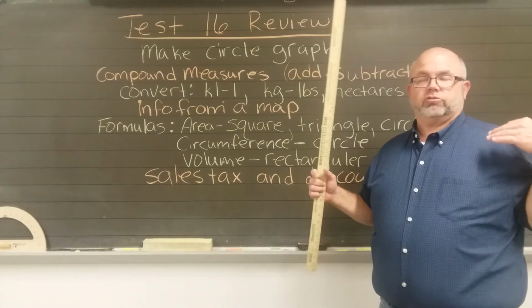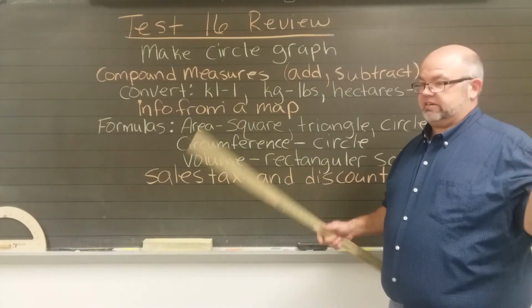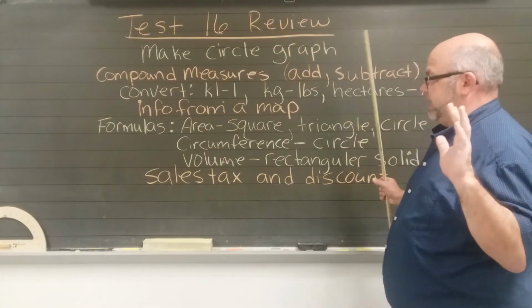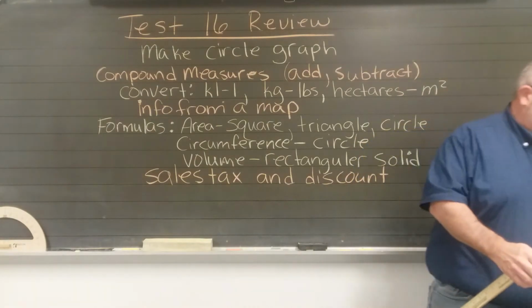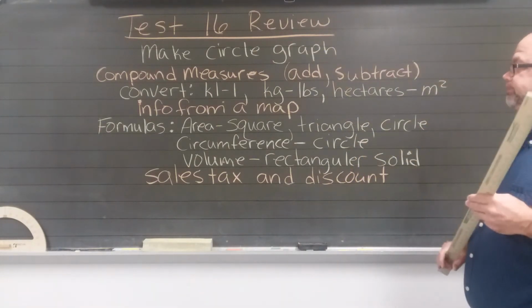Compound measures, add and subtract. That means 12 feet, 6 inches plus 10 feet, 9 inches. However you do that, you will add and subtract those. There will be one addition, one subtraction. There will not be any multiplication on that, all right?